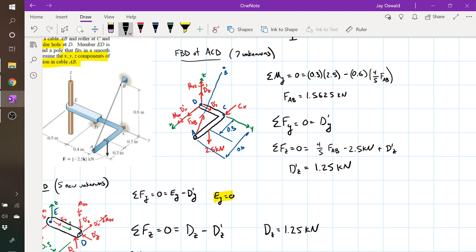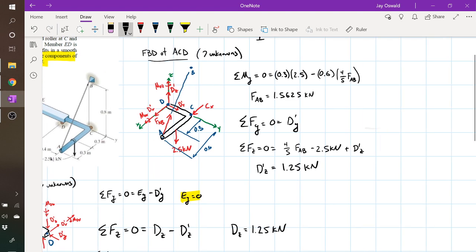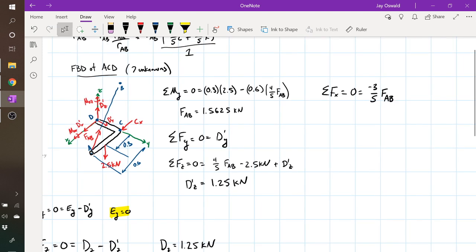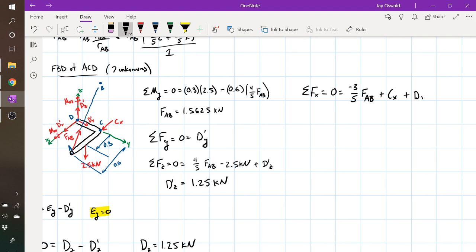I mean, if you do, we can do sum of forces in z, can't we? Yeah, and then you can find CX and then use the force. Yeah. So let's do sum of forces in z here is equal to 0. So this is going to be, oh wait, we just did it. Never mind. I'm sorry. All right, let's just write out sum of forces in x because we haven't done it yet. Right, so this is minus 3/5 FAB, which we know, right? Plus CX plus DX prime. Now we can't do anything, there's two unknowns there.